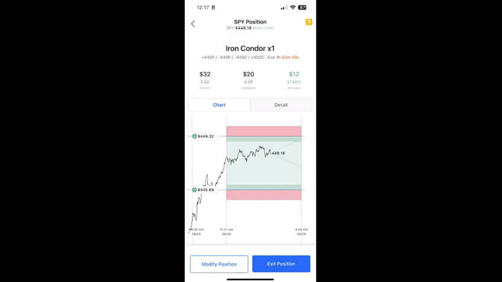This is a pure example of a potential income trade, selling at the expected move for the day, ideally with the market staying within my trade. If the market makes a bigger than expected move, my risk is defined.